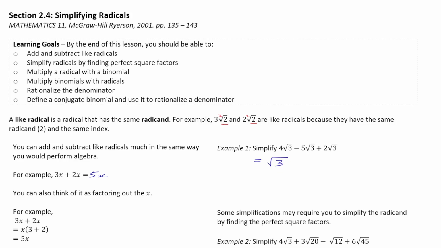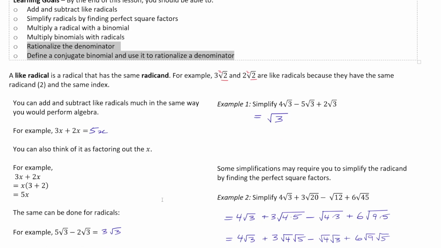This video is a continuation of section 2.4, Simplifying Radicals. We're going to continue to simplify radicals by doing something called rationalizing the denominator. And then we're also going to define a conjugate binomial and use that to rationalize a denominator. So we only have two expectations left of this lesson, which is rationalizing a denominator and defining a conjugate binomial in order to rationalize a denominator.